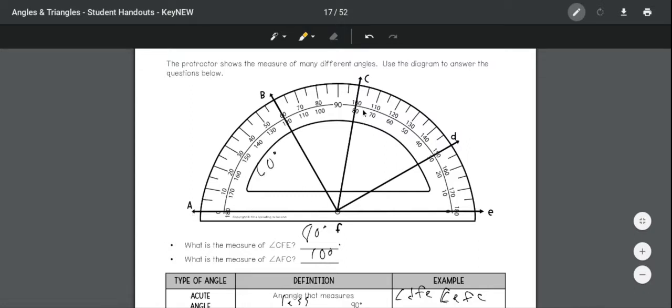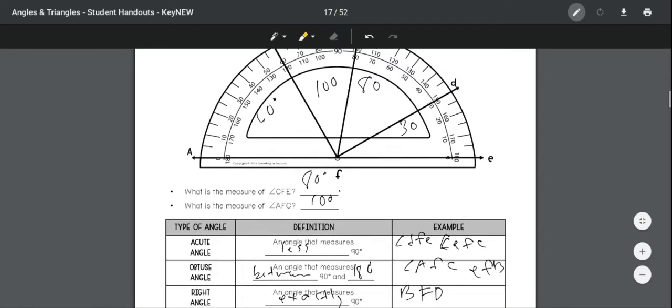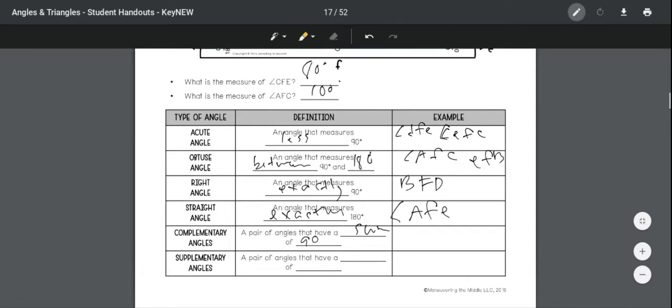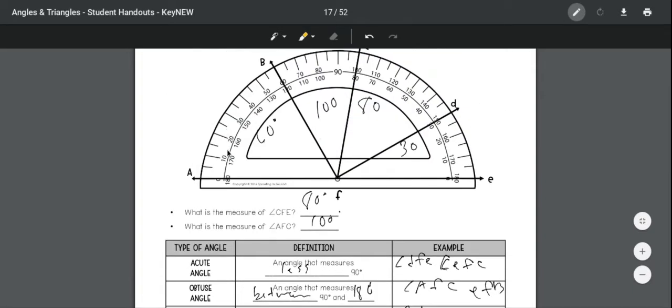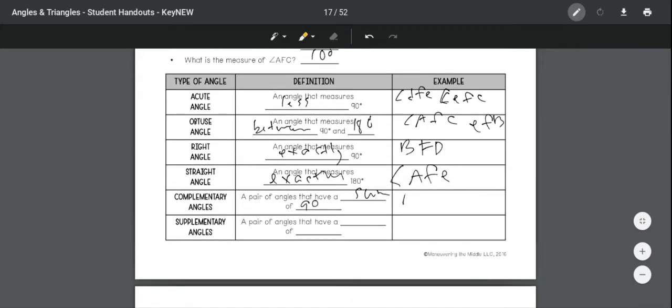Angle AFC is 100 degrees. EFD is 30. EFC is 80. And so you just have to find two of them that add up to be 90. And so you have AFB and DFE add up to 90. So AFB and DFE. If you're listening, you should be able to see those instead of having to hear them.